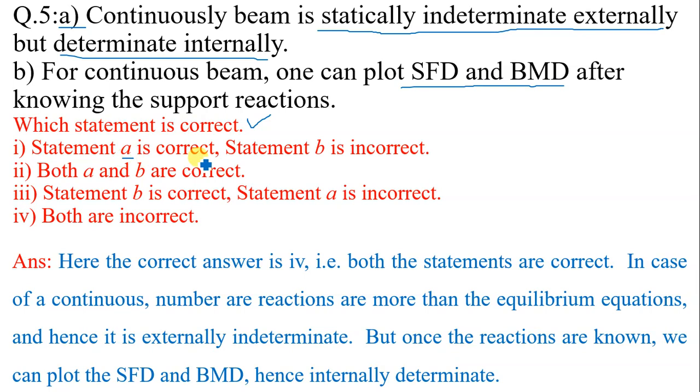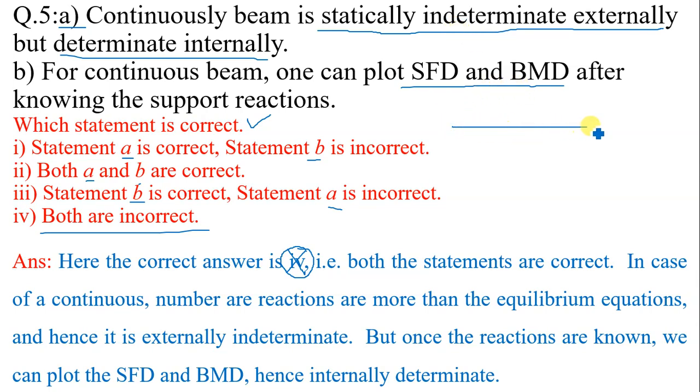Four options are given. Statement A is correct, B is wrong. Both A and B are correct. Statement B is correct, A is wrong. Both are incorrect. Here the correct answer is both A and B; the 'no' written earlier is by mistake, so don't read it. A continuous beam is statically indeterminate externally.